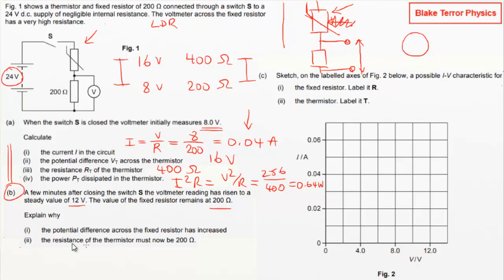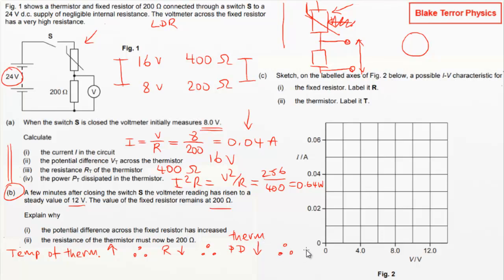So, right, we've got one of these chains of reasoning. We want to say that the temperature of the thermistor has gone up. So that's the first thing. Then we can say, therefore the resistance would have gone down. Therefore, the PD would have gone down on the thermistor.